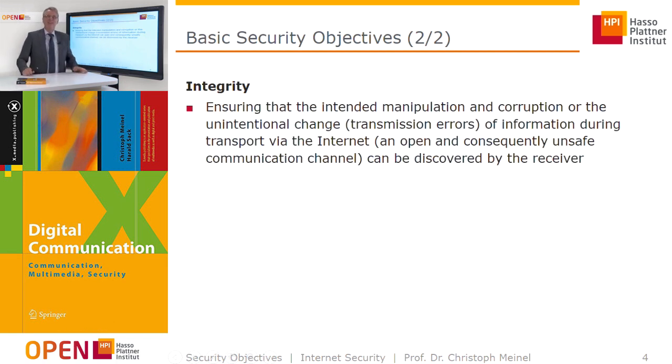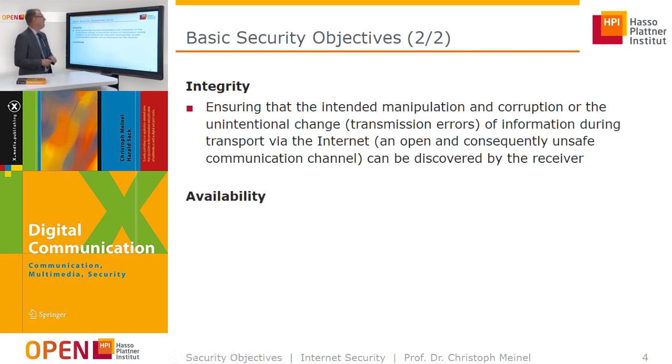The second basic security objective was integrity. Integrity is ensuring that intended manipulation or corruption, or unintentional change, for example transmission errors, of information during transport via the internet, an open network and consequently an unsafe channel, can be discovered by the receiver. The receiver needs to be able to check whether the data comes in the original form or whether the data comes in a form which was manipulated on the transport channel.